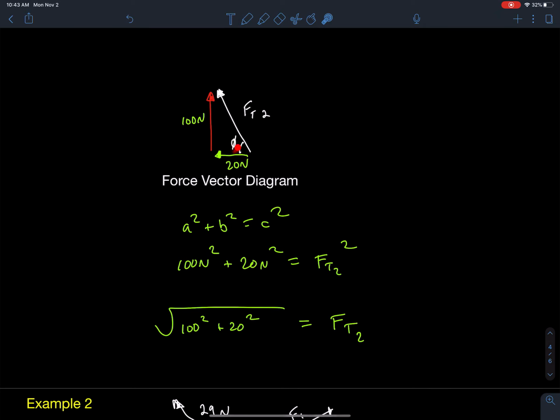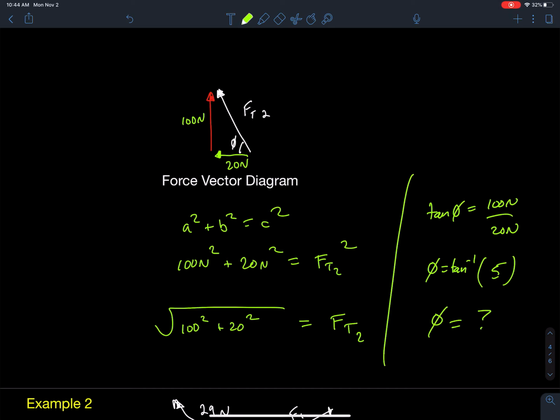Now, how do we solve for the angle? Well, this is opposite, and that's adjacent. So tan theta is equal to 100 newtons over 20 newtons. Theta is equal to inverse tan of that, and that should give me my angle, that you'd be able to solve. I think 100 divided by 20, yeah, that's about right. And that should give you that steep angle that is being applied.